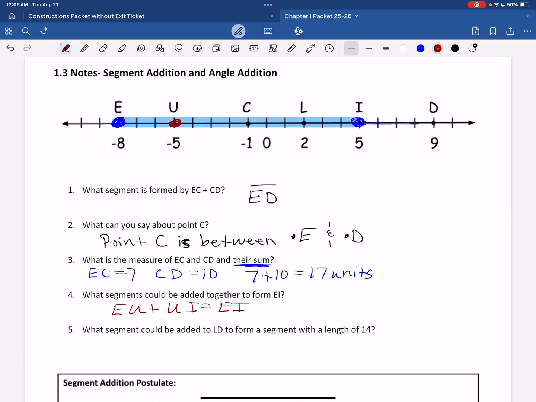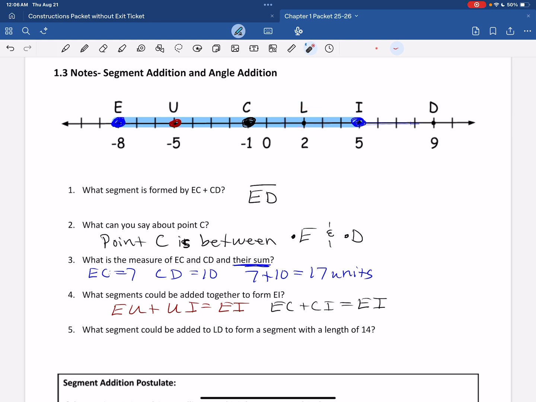All right, and then what if we decided not to choose U, but what if we decided to choose C? Well, then we would say that EC plus CI is equal to EI. And I could have done just the same if I had chosen L. Then it would have been another equation.